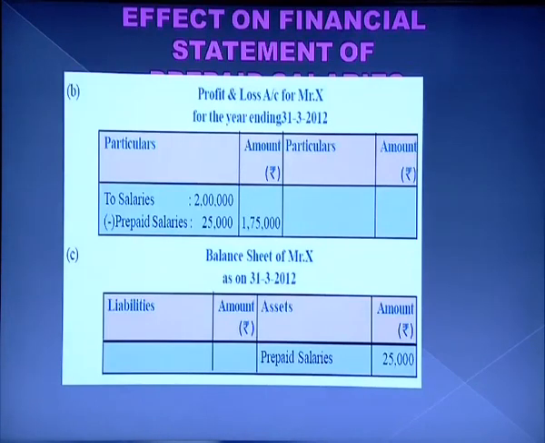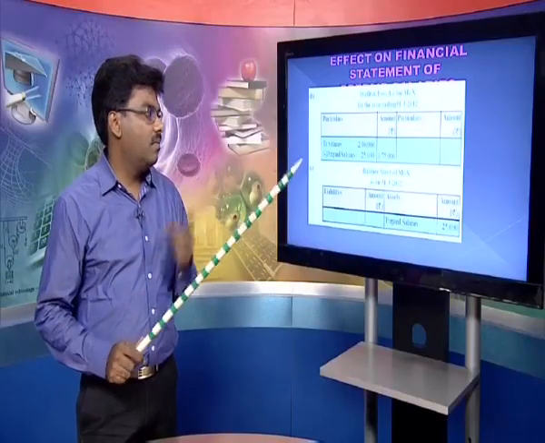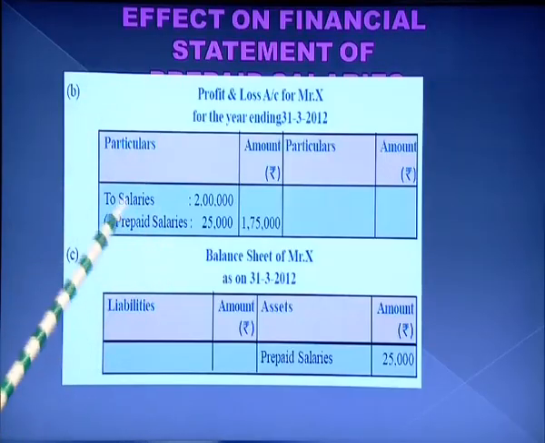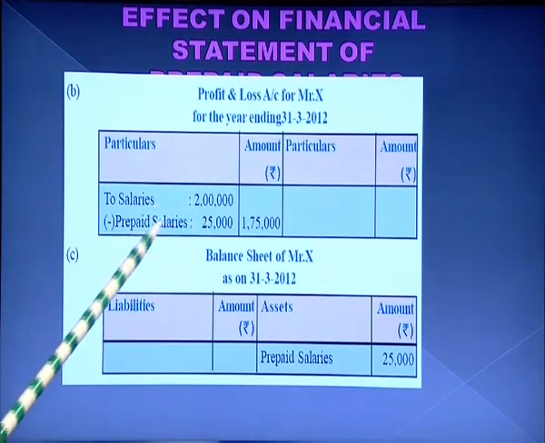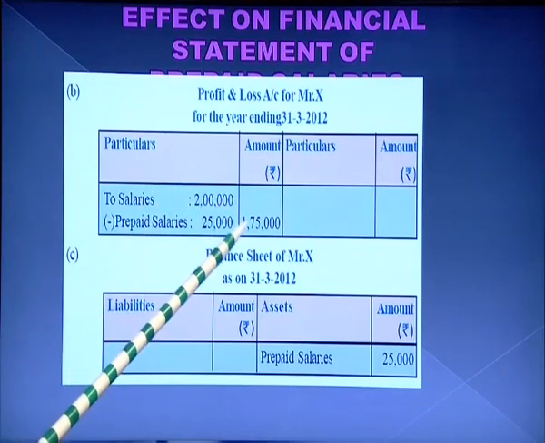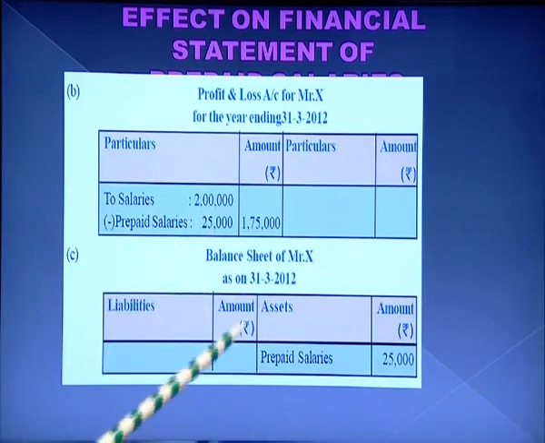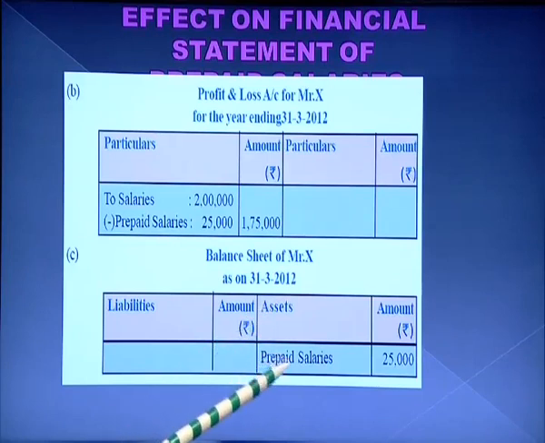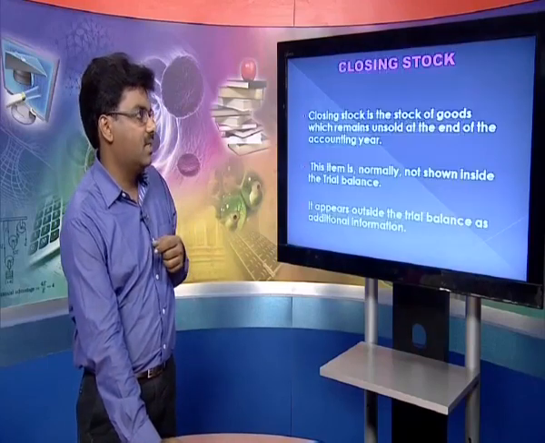Effect on financial statements. What is the effect of these prepaid expenses on the financial statements? Dear learners, our total salary is 2 lakh, but 25,000 is prepaid salary. So, we deduct 25,000 from this amount and the net amount that belongs to this year is 1,75,000. And in balance sheet we write, because this is our asset and belongs to next year, prepaid salaries on the asset side, rupees 25,000. So, this is the accounting treatment and effect on financial accounts of prepaid expenses.